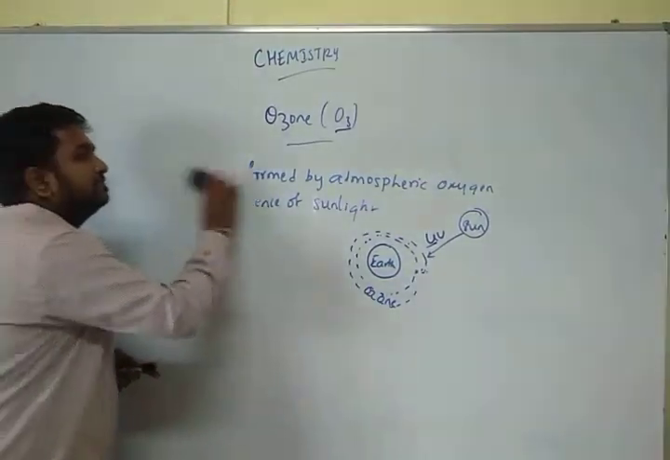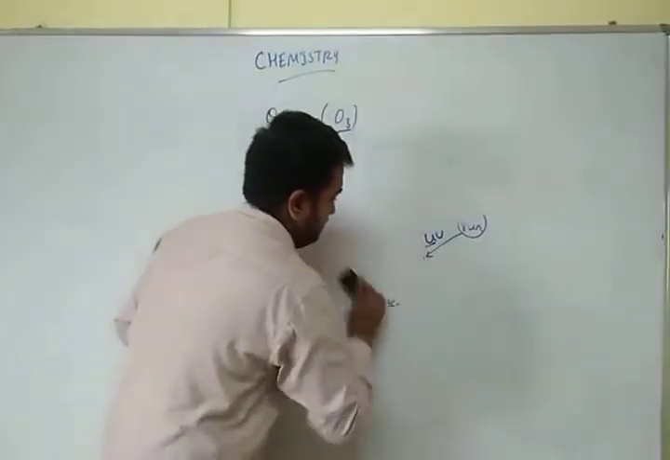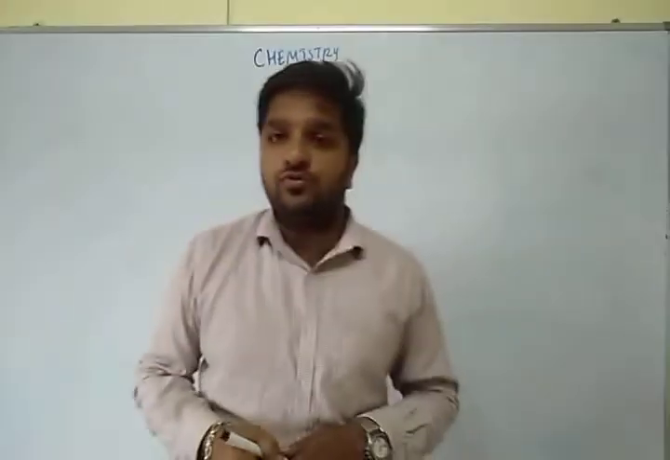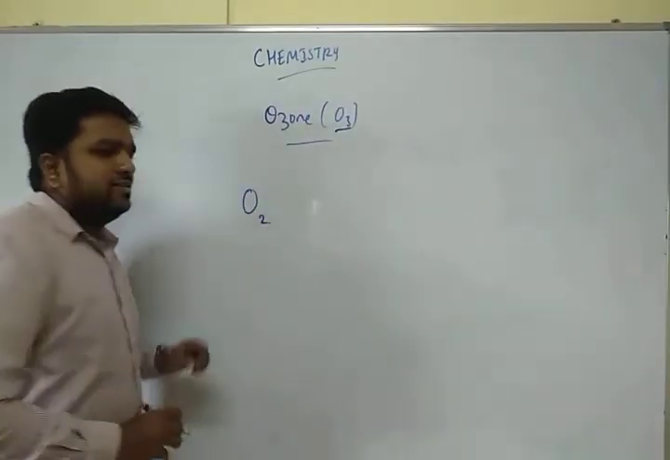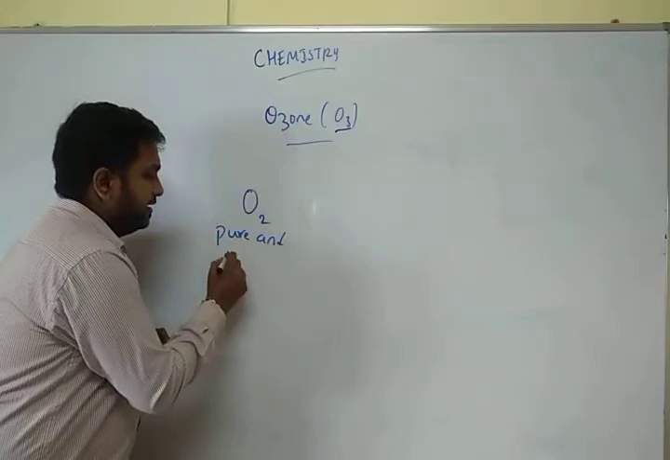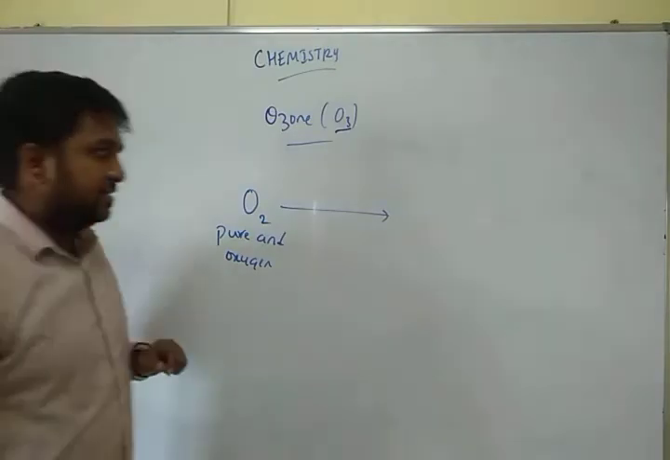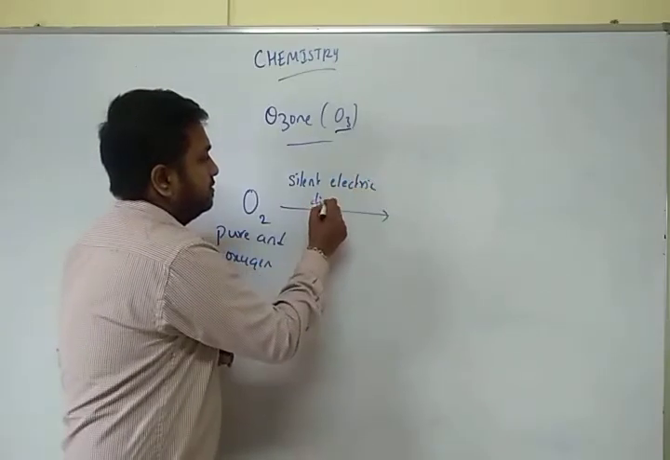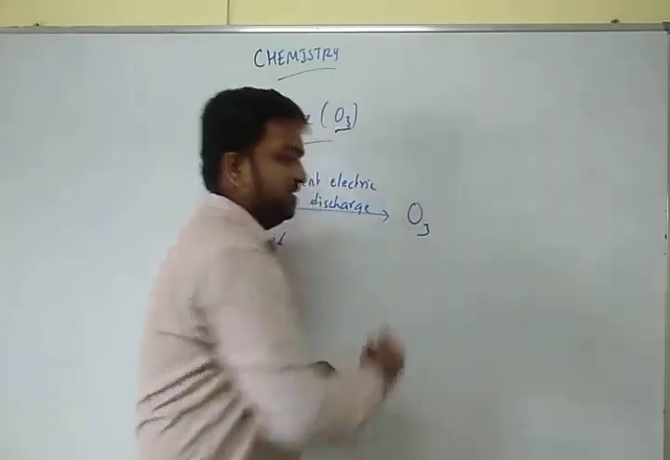That's our next question. So now, how can we prepare ozone? We can prepare ozone from atmospheric oxygen itself. Clear? So this should be pure and dry oxygen. Clear? When this is passed through a silent electric discharge, it produces O3, that is ozone.